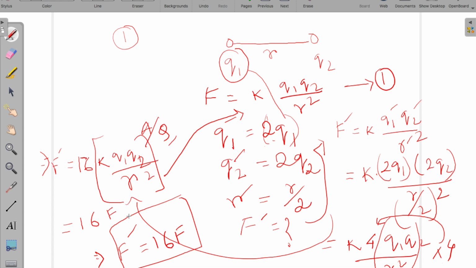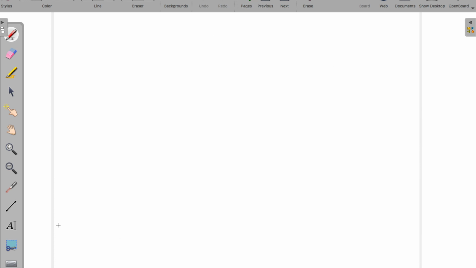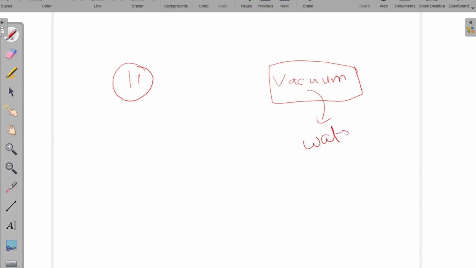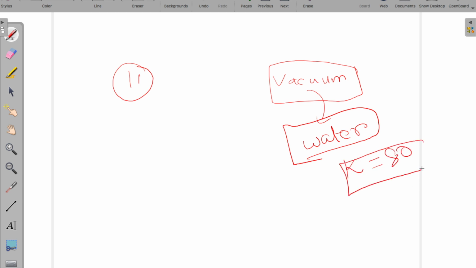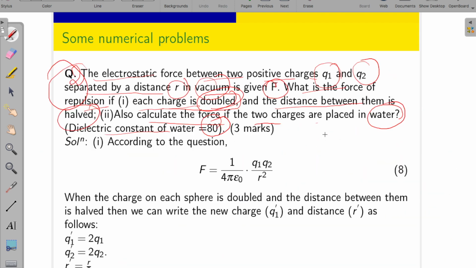Okay, so coming to the next part of the question. Now let's solve the next part. It is given that the whole system, Q1 and Q2, which was earlier in vacuum, is now immersed in water. Also given, the dielectric constant of water is 80. What will be the new force? Calculate the force if the two charges are placed in water.